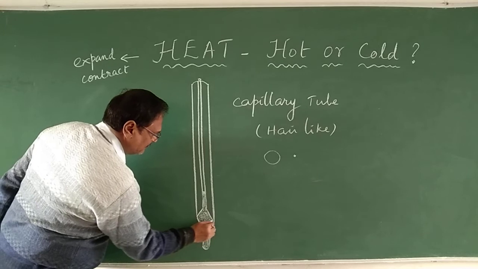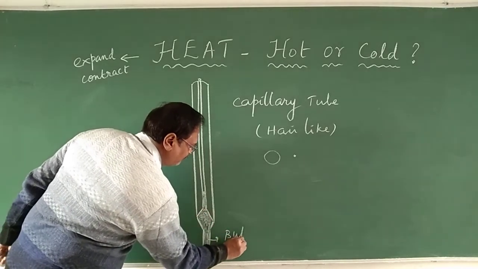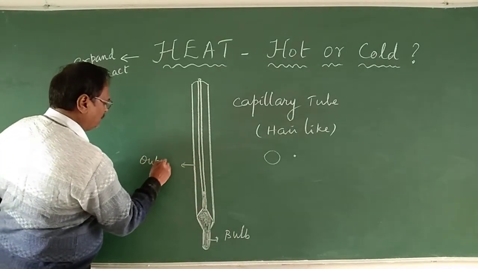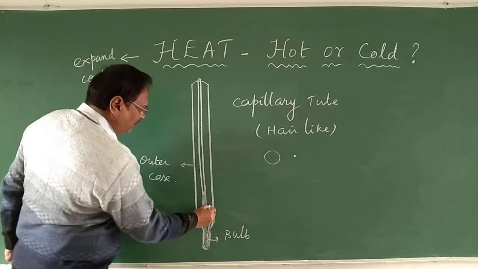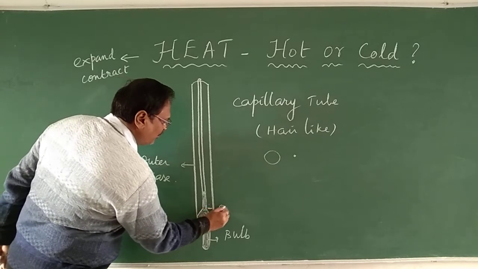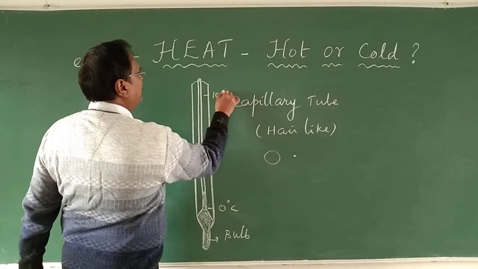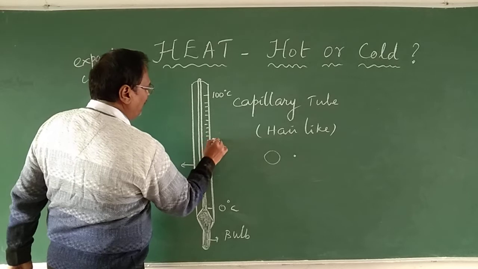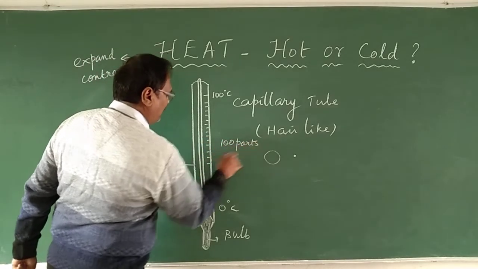Yes, mercury, this is the bulb, and this is the outer case, and on the outer case you have the values written, right? What is the minimum value? 0 degrees Celsius, and it goes till 100 degrees Celsius, and it is divided into how many parts? It is divided into 100 equal parts.